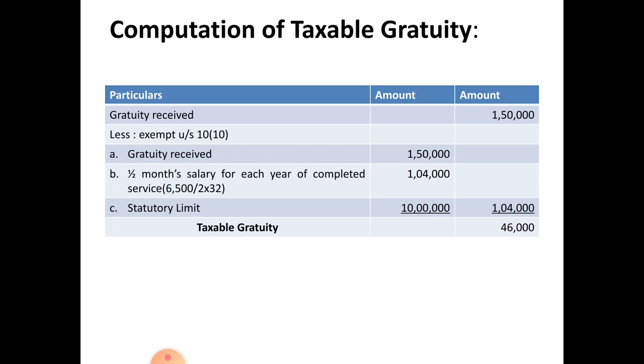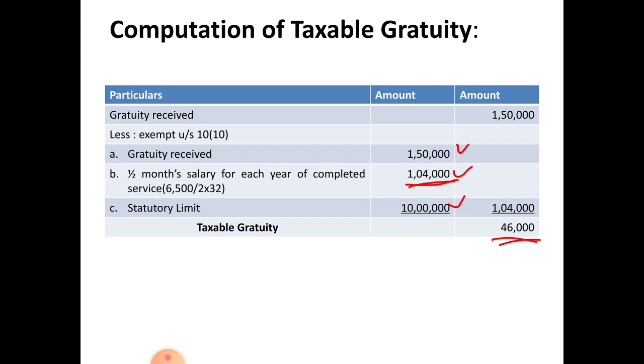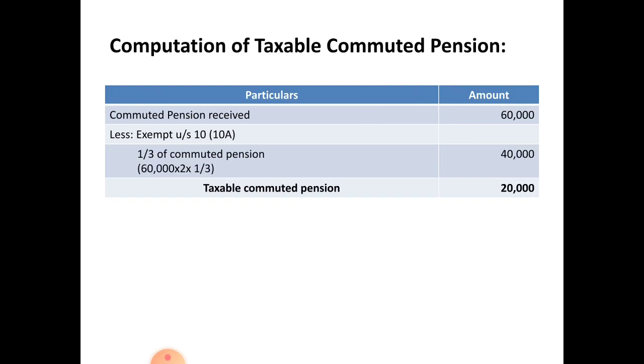Gratuity received 1,50,000. From that you have to deduct the least of the following. Gratuity received 1,50,000 rupees. Half month salary for each year of completed service: 6,500 into 1 by 2 into 32, that amounts to rupees 1,04,000. Statutory limit 10 lakh. The least of the following is 1,04,000. When you deduct this 1,04,000 from 1,50,000, you get taxable gratuity as 46,000. This is the taxable gratuity of Mr. Bhuvan.